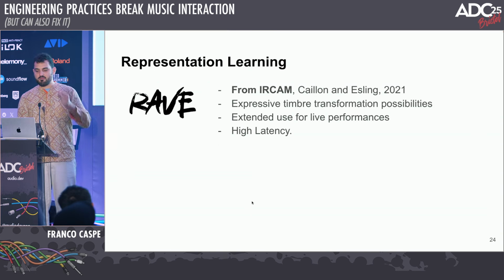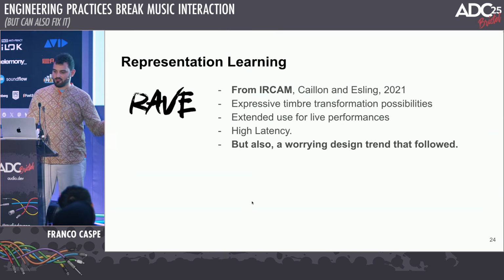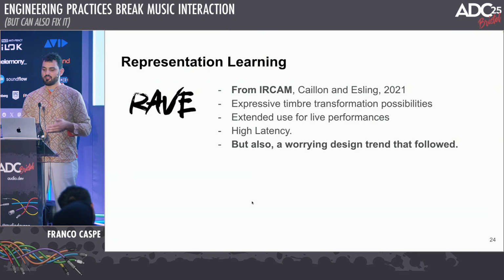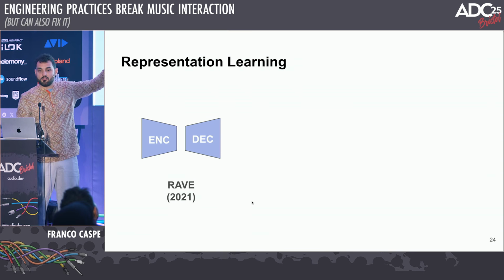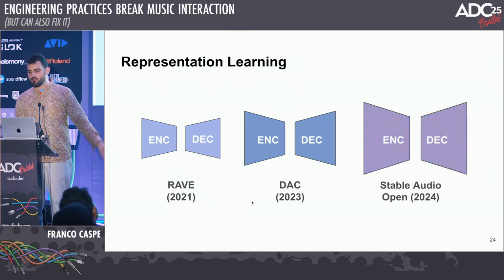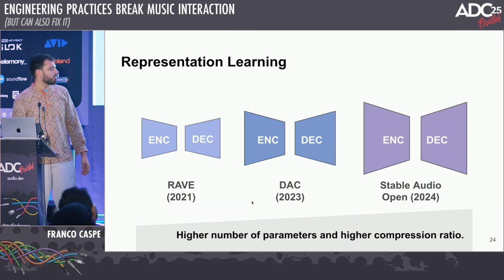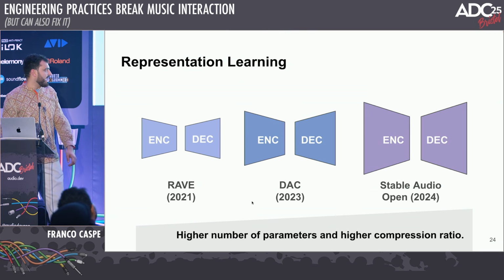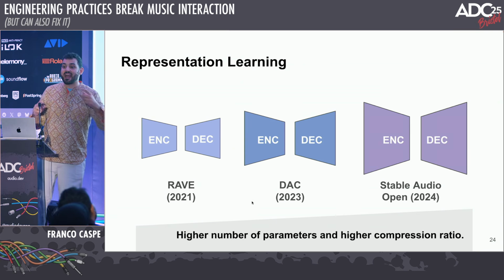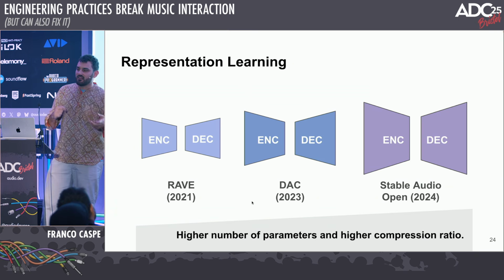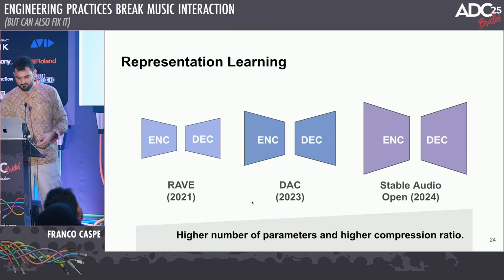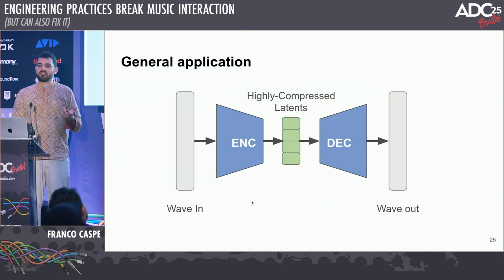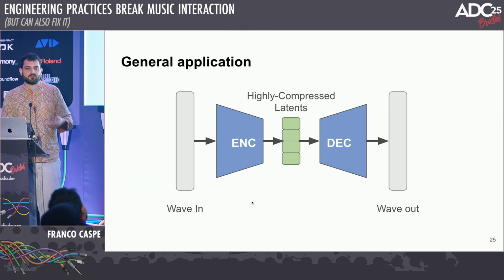But there's also something much more worrying to me that happened after RAVE, and it's the complicated design trend that followed. If I want to show you just RAVE and two more autoencoding systems, because an encoder-decoder is an autoencoding system, you have, for instance, the Descript Audio Codec and the Stable Audio Open autoencoder, and what you see here is that they're always trying to have a higher number of parameters and higher compression ratio, which pretty much means that the compression ratio defines the buffering of the system, so it increases the latency. And well, why is this happening, right? Because newer systems have higher latency, which means it's more difficult for musicians to play.